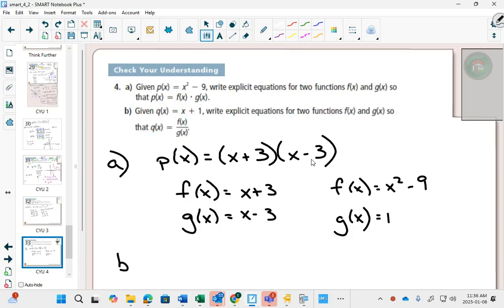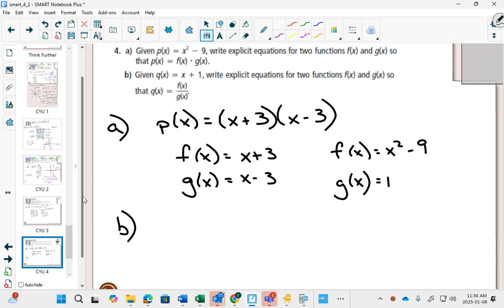And in fact, I would probably argue that in B, that's a really good strategy to do. Like, you could do this, right? What would you make g of x? 1. Doesn't that make sense? Divided by 1?